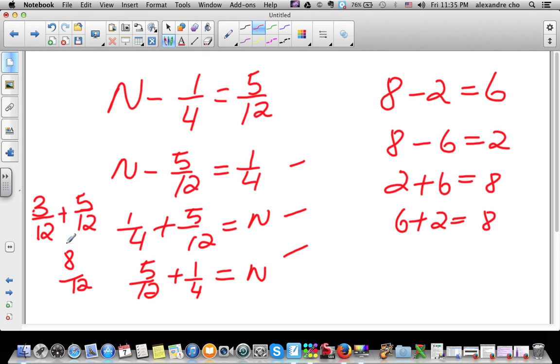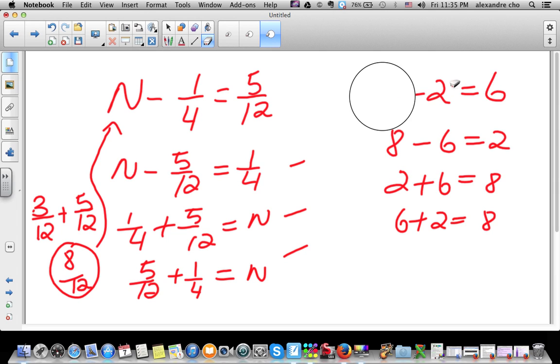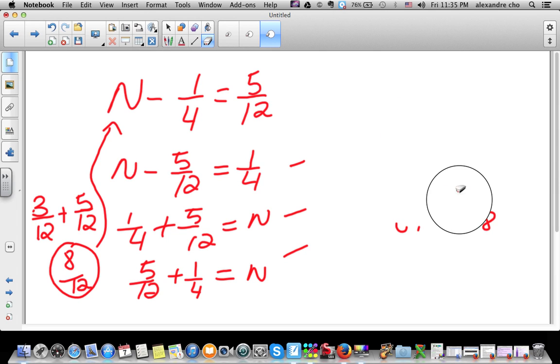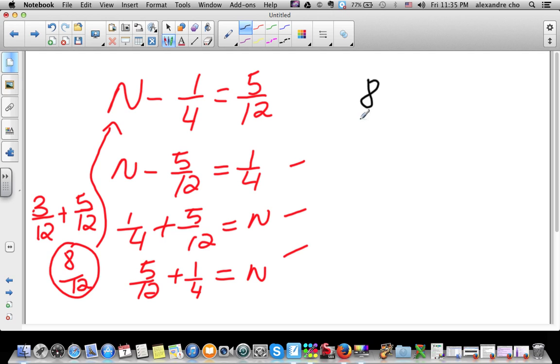Okay, so this is what goes in here. Now I'm going to erase this because I'm going to run out of room. So I found how much n is. Okay. Well, let's see if that is true. Is it true that 8/12 minus 1/4 equals 5/12? Well, let's see if we did this right. 8/12 minus 1/4 equals 5/12. Well, it has to be true in order for our answer to be true.